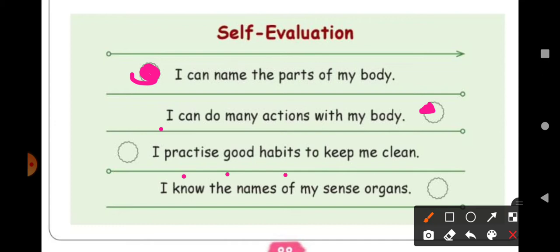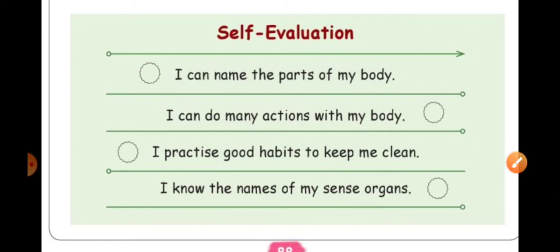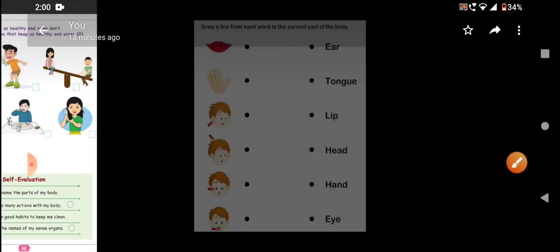I practice good habits to keep me clean. If you practice good habits, you can color this circle too. I know the names of my sense organs. If you know the names of your sense organs, you can color it over here. So with this we can finish this topic, okay? So if you know all these 5 things, you can color all the circles, okay. Next one, it is an extra activity.